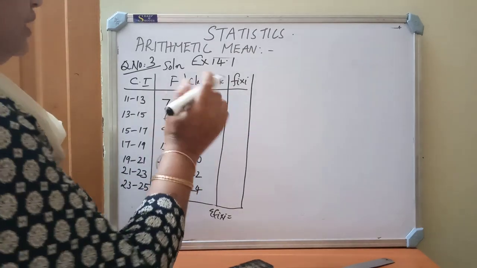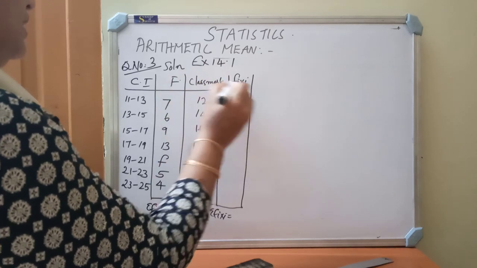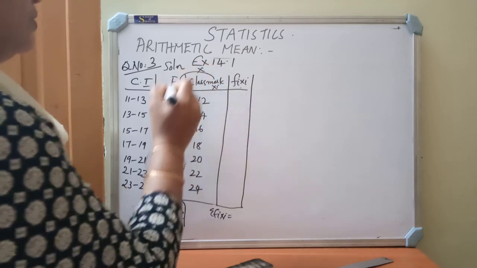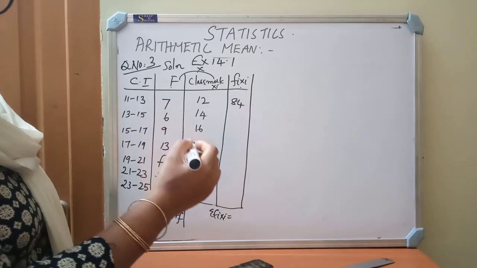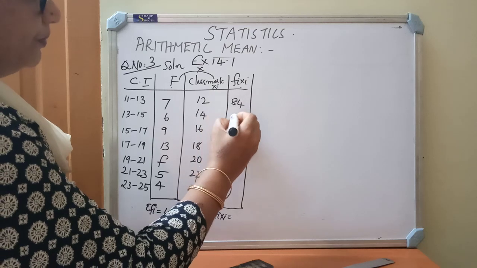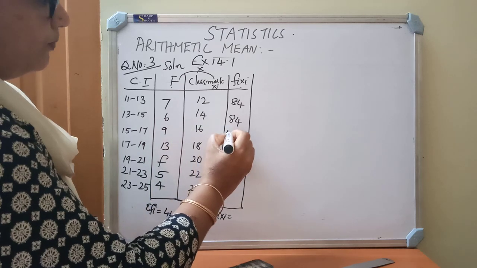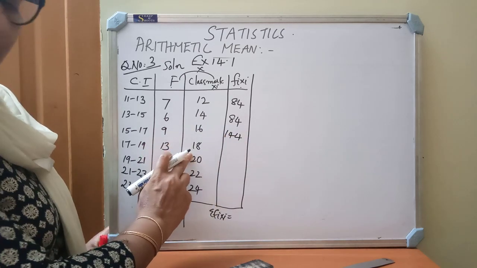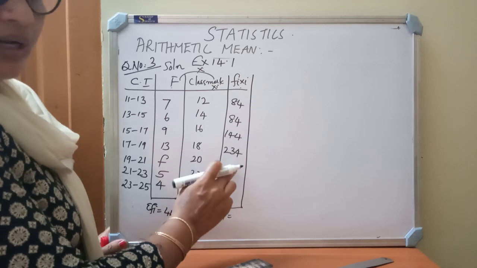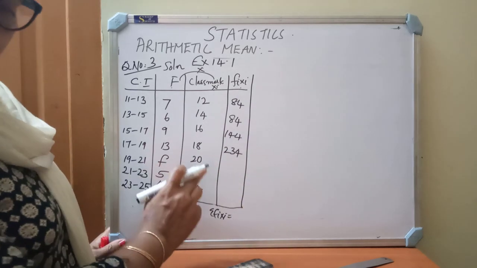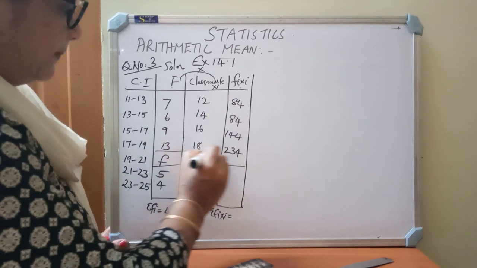Then fi xi. The two columns we have to multiply, children, are this f and this x. So 7 into 12, 84, 6 into 14, 84, 9 into 16, 144, 13 into 18, 234. You must multiply in the rough column and check whether you are getting the same number. Then f into 20, f into 20. This is the same column.